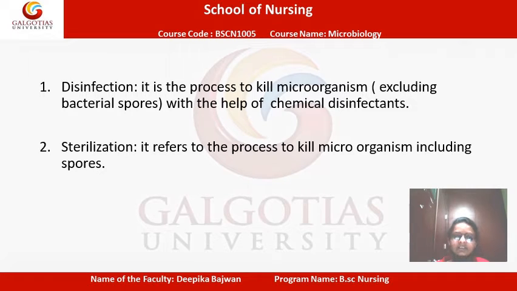Sterilization is the process by which you will be able to kill the microorganisms including the spores. So the main difference between disinfection and sterilization is that in disinfection you will be able to stop the bacteria, but you will not be able to completely kill the bacterial spores. But in sterilization you will be able to kill the microorganisms including the bacterial spores.